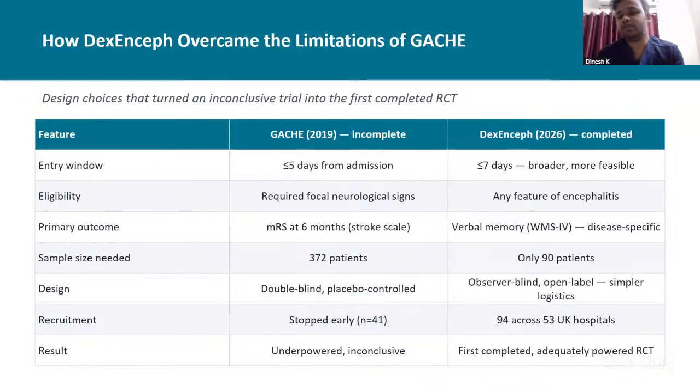So let me tell you, it was one of the first completed RCTs in answering a specific question: the role of dexamethasone in HSV encephalitis. This is how some of the modifications they made compared to the GAS trial, so that they were able to complete the RCT for this rare disease.